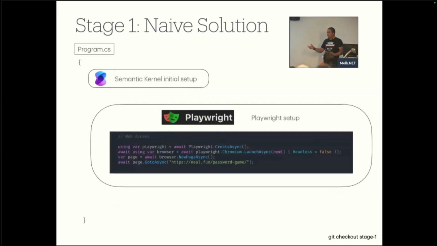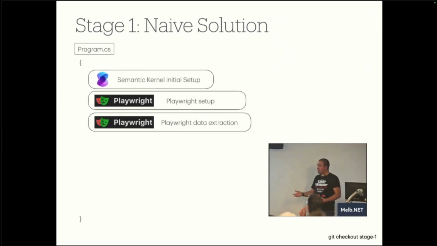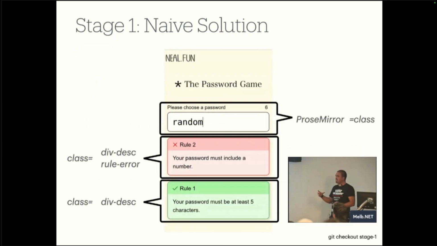And then what I do is I set up my Playwright. Basically, I launch my Chromium version of the browser, and then I access the website. And then I do the extraction of the data. For this version, which I call a naive solution, I'm going to extract the data through the class names, through the CSS classes.